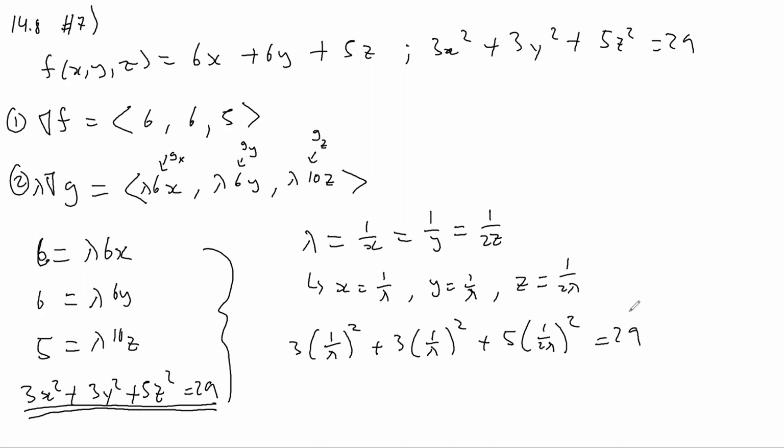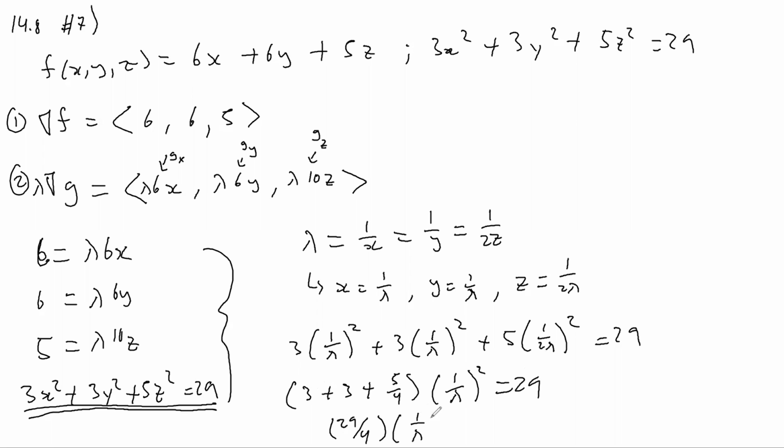All right, let's see. Yeah, we can definitely simplify this. We can take 3 plus 3 plus 5 over 4, and multiply that by 1 over lambda squared, right? We're factoring out a 1 over lambda squared, and then setting that equal to 29. Let's see if that simplifies. So 3 plus 3 plus 5 over 4, so that's 6, 24 over 4, that's 29 over 4. Perfect. 29 over 4 times 1 over lambda squared, which is equal to 29.